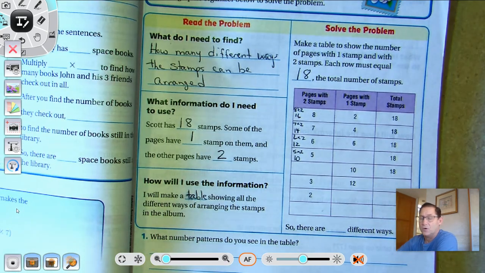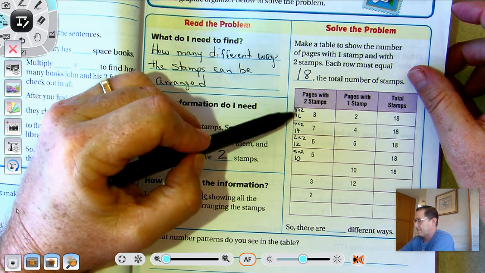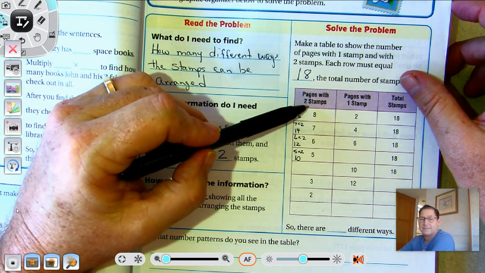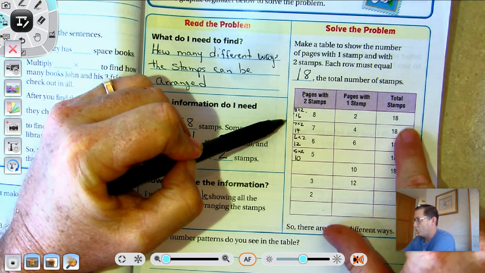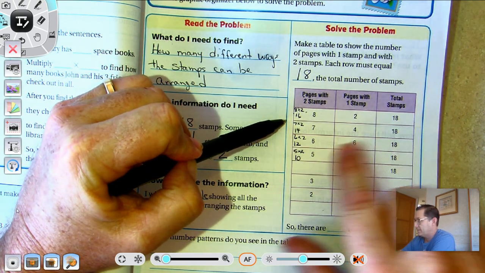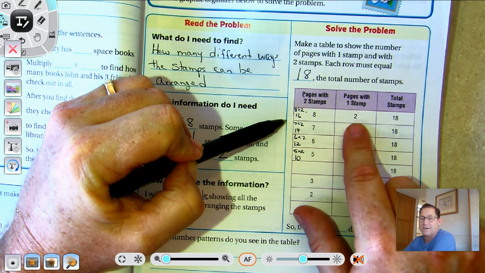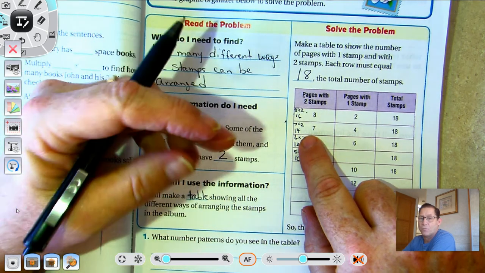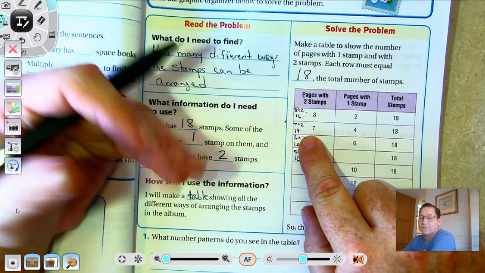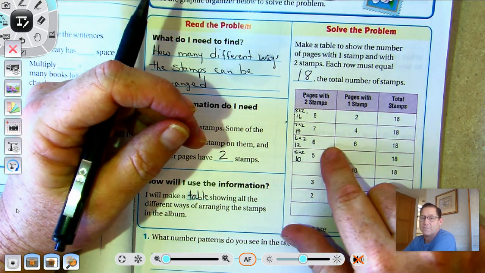Okay, so if these pages have 8 pages with two stamps on them, there's a total of 16 stamps. The whole thing has to add up to 18. 16 plus what is 18? 2. So you'd have 2 pages with only one stamp. Here, if we have 7 pages with two stamps, there would be 14 stamps. 14 plus what is 18? 4. So you'd have 4 pages with just one stamp on them.